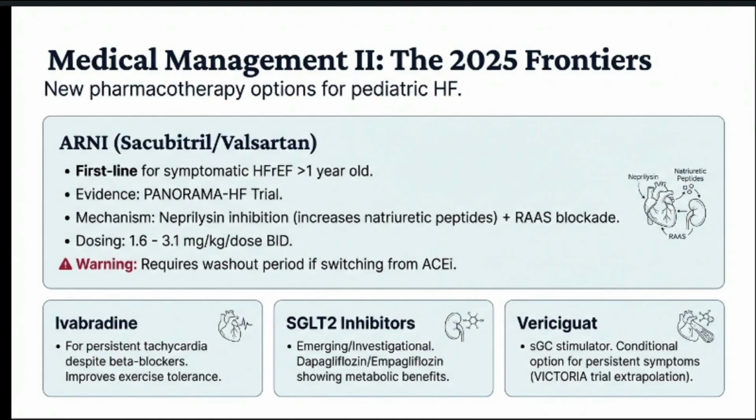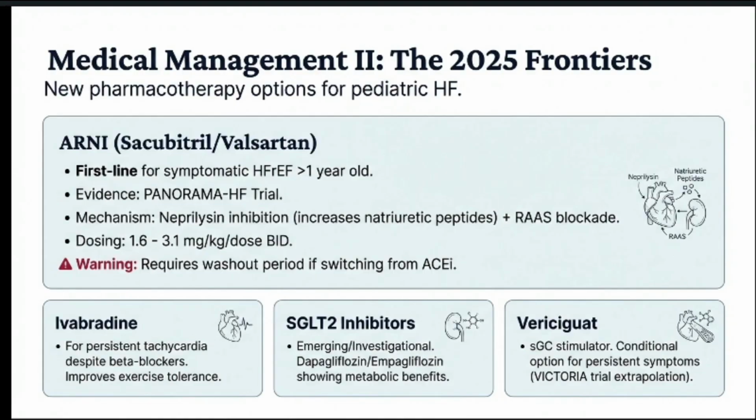So neprilysin basically is an enzyme which is released by the damaged myocytes. So it inhibits that, and what happens is that it increases the life of the myocyte. At the same time, it has an additional benefit of blocking the renin-angiotensin-aldosterone system network. These two medications are combined together and given at a dose of 1.6 to 3 milligram per kg per dose twice daily.